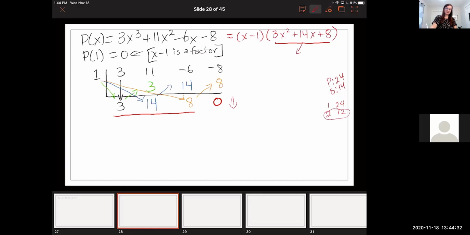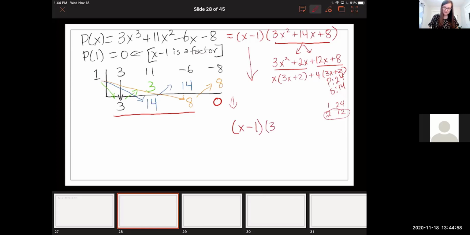So I could do my regular factorization process here, where I go plus 2x plus 12x plus 8, and then I do my grouping strategy. So x(3x plus 2) plus 4(3x plus 2). So then that's just dropping down, don't forget about it. So I should get x minus 1, 3x plus 2, and x plus 4 as my factors.